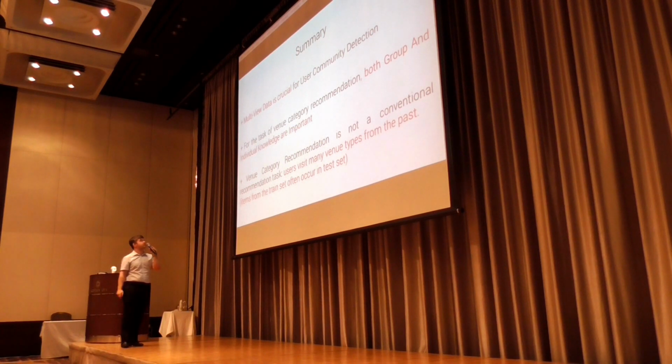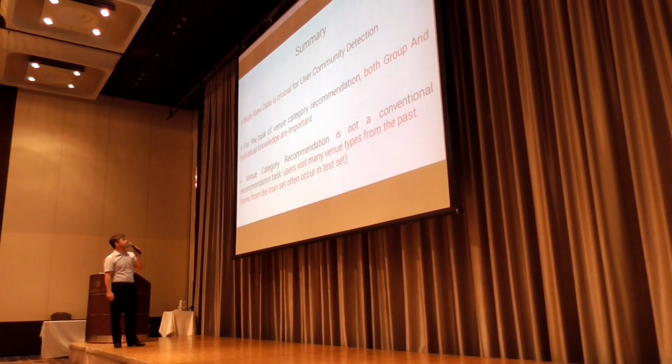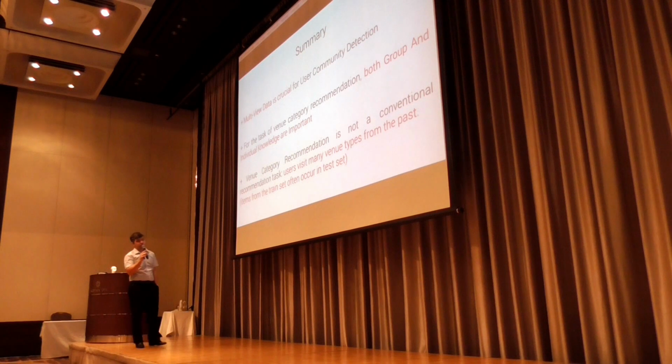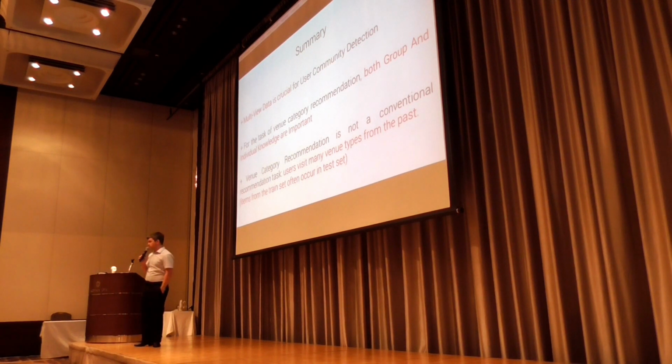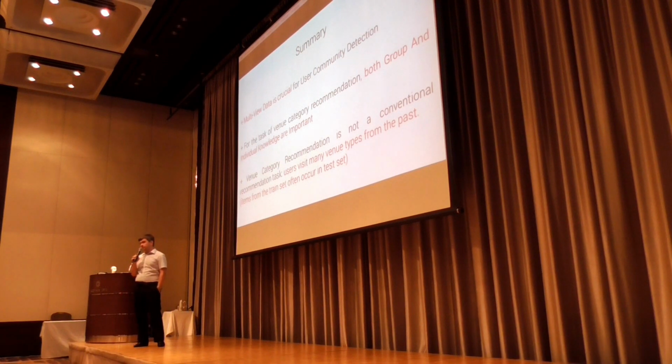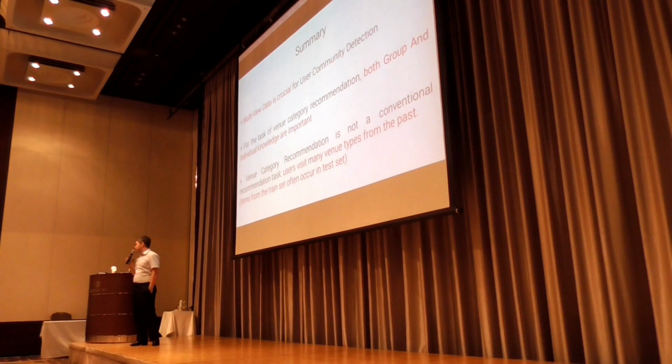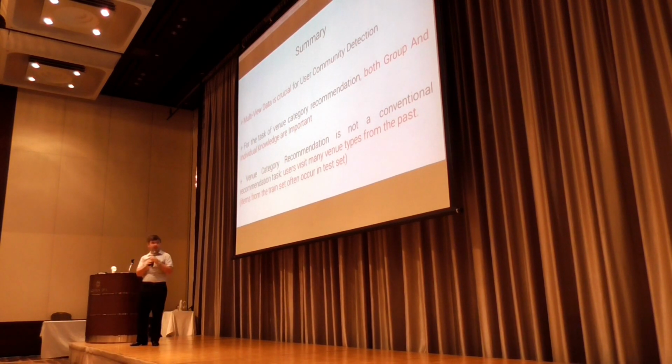Multi-view data is crucial for our tasks, and both group knowledge and individual knowledge are important. Finally, our task of venue category recommendation is not that similar to other recommendation approaches, because many items from the past will occur in the future. So that was found from the popular baseline strengths.